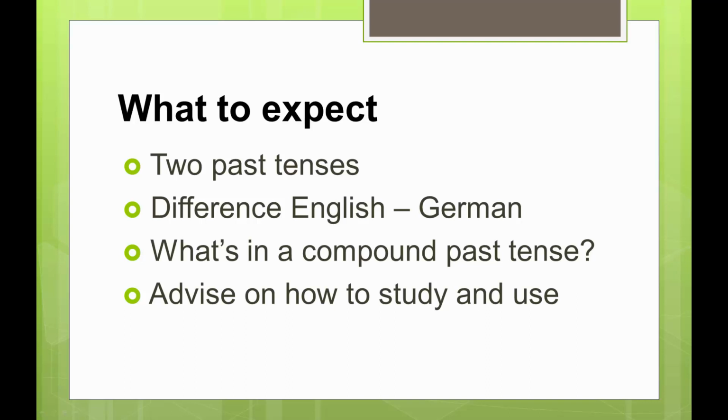There are essentially two past tenses that we are concerned with at this point in time. There's a difference between English and German when it comes to using past tenses. Because we will look at simple and compound past tenses, we will have to look at this a little bit more closely in the sense of what do compound past tenses need. And then there's, as always, a little bit of advice on how to study and use past tenses.